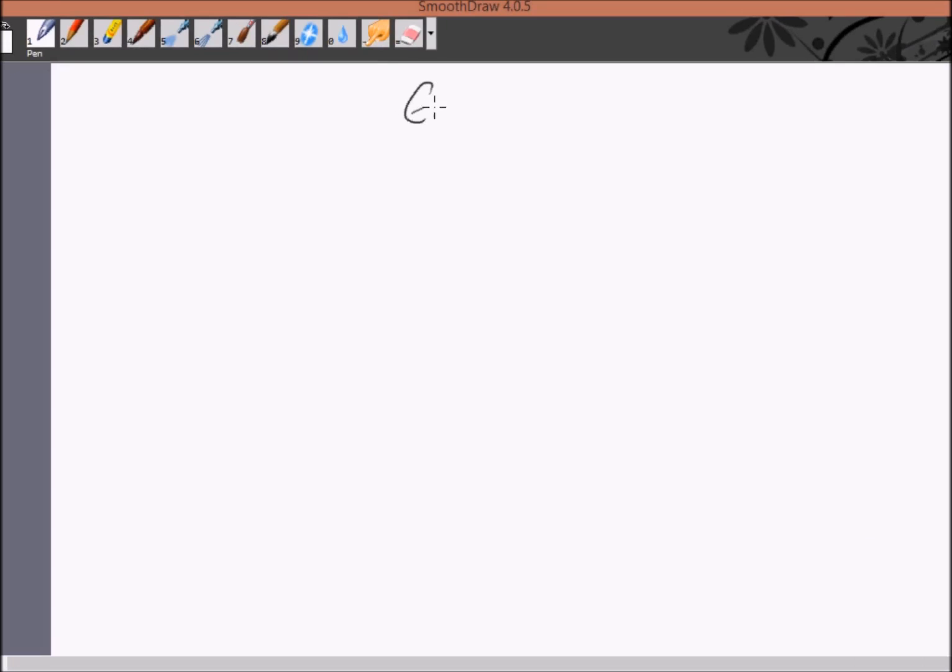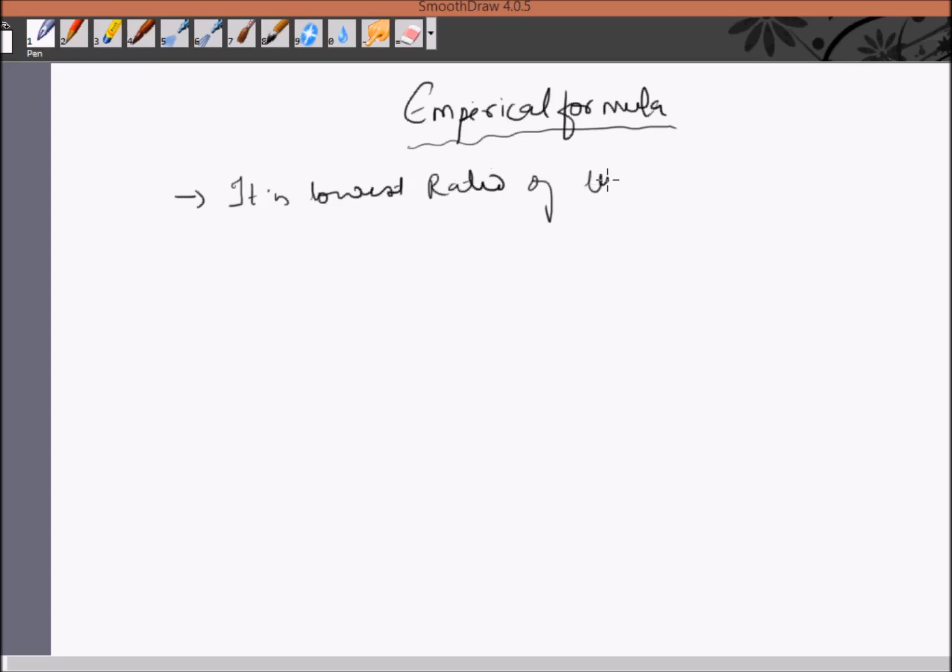Friends, here we have empirical formula. We learned about the chemical formulae of element, how do we represent element, how do we represent compound, right? Let me give you now the concept of empirical formula. First of all, it is the lowest ratio of the elements present in the compound.